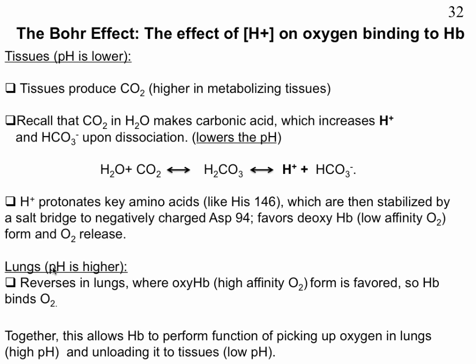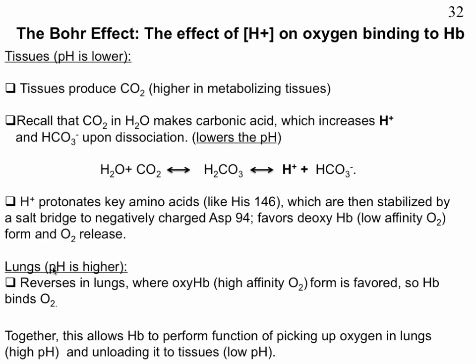So when this happens, having this lower pH, the hydrogen ions will then protonate key amino acids like histidine 146, which are then stabilized by a negatively charged salt bridge, aspartic acid 94, which then favors the deoxygenated or the low affinity state of hemoglobin, and then causes it to release oxygen. So I'm just going to illustrate what that looks like. So that's what happens.